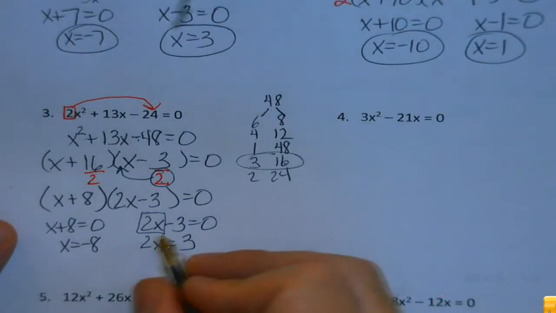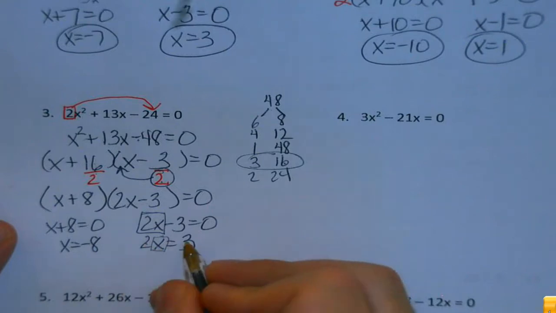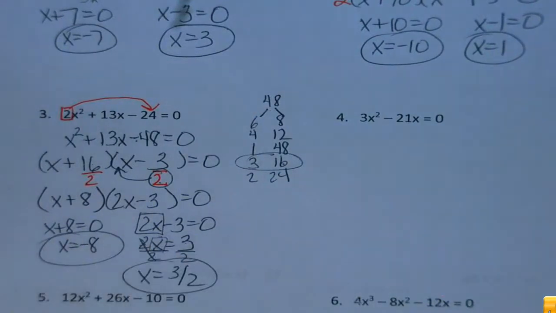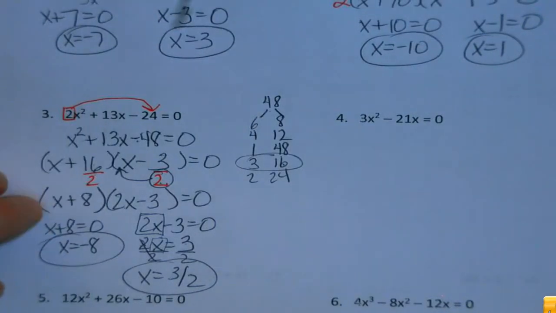So here, divide both sides by 2 because we've got the multiply working. And here, 3 halves is fine, 1.5 is fine. But you've got to get the factoring part right, okay, to get to here.